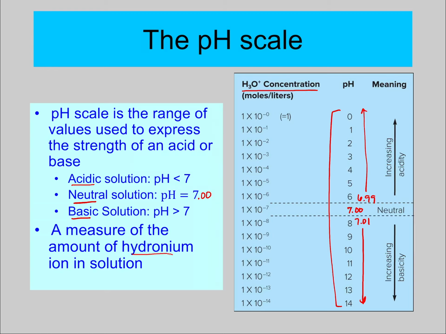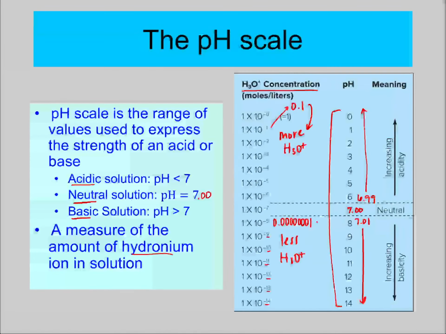Now, it's a measure of the amount of hydronium in the solution. The acids are going to have more hydronium. Bases are going to have less hydronium. And we can see that because these exponents are really big, but they're negative, which means it's actually a really small number. So this would be 0.000000001. This number up here is 0.1. So there's way more hydronium here than here. The more acidic, the more hydronium; the more basic, the less hydronium.